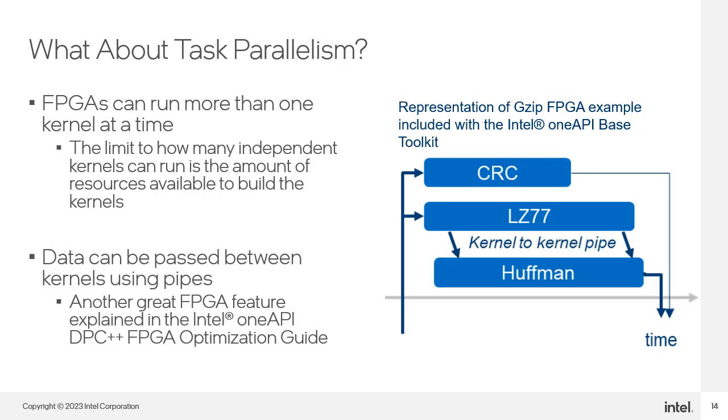You can achieve task parallelism by having many independent kernel scopes. FPGAs can run more than one kernel at a time. This is similar to multi-threading in CPUs. Pipes can be incorporated into the kernel scope for passing data between kernels. A good example of this can be found in the gzip compression example that is included with your download of the oneAPI based toolkit. The example has 3 independent kernels with kernel-to-kernel pipe structure. Bear in mind that the limit to how many independent kernels can run is the amount of resources available on the FPGA to build the kernels.